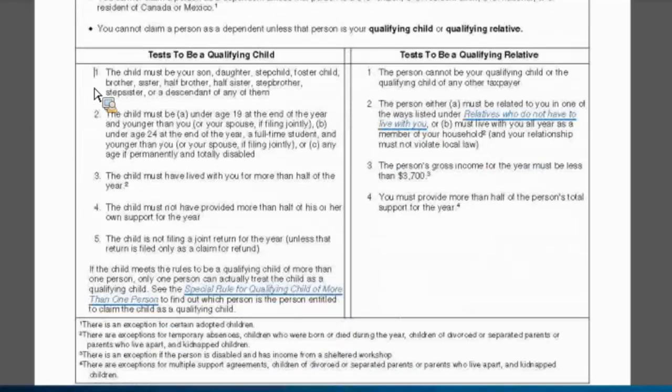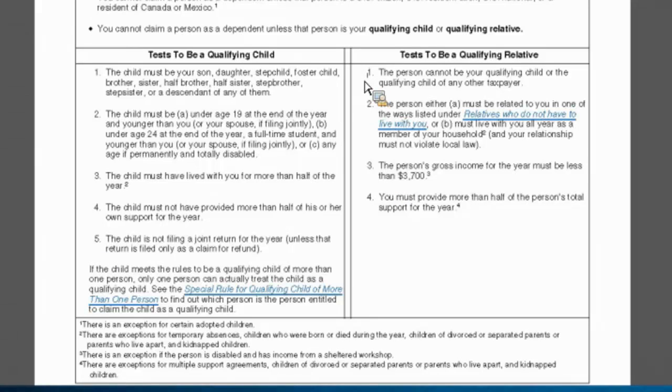To be a qualifying child, the child must be your son, daughter, stepchild, foster child, brother, sister, half-brother, half-sister, stepbrother, stepsister, or descendant of any of them. The child must be under age 19 at the end of the year and younger than you or your spouse if filing jointly. Under age 24 at the end of the year, a full-time student and younger than you or your spouse if filing jointly, or any age, even if they are older than you, as long as they are permanently and totally disabled. The child must have lived with you for more than half the year. The child must not have provided more than half of his or her own support for the year. The child is not filing a joint return for the year unless that return is filed only as a claim for refund. Let's compare those tests with qualifying relative.